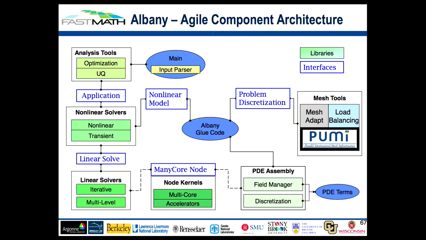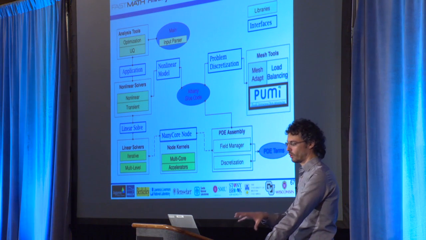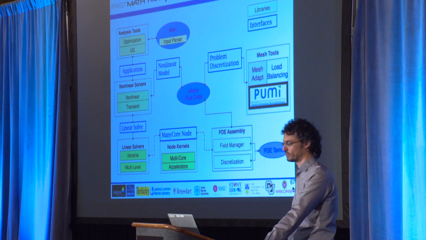You can see that this architecture is based on agile components, and on the bottom you see the most fundamental ones. So you see the linear solvers and the assembly of finite elements. And these two pieces can rely on an extra layer of abstraction that's used for running on recent architectures and many cores. And this is based on Kokkos, which is another package in Trilinos.